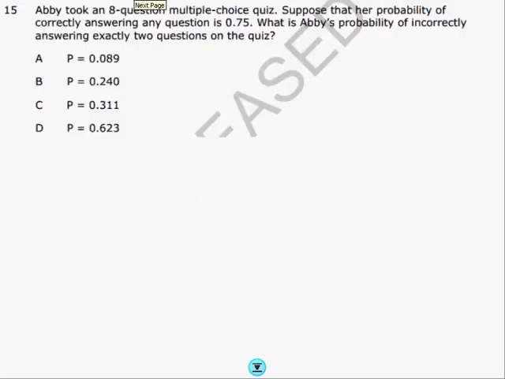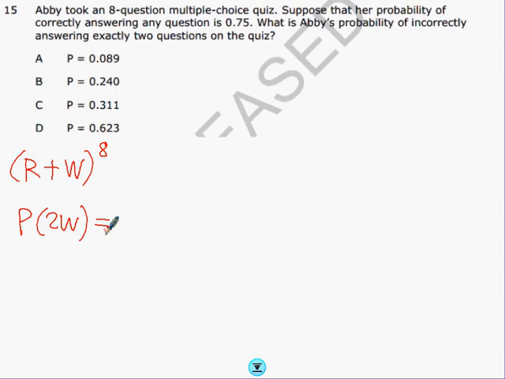Okay, an 8-question multiple choice quiz. Probability of answering any question is 75%. What are the chances that she gets 2 wrong? Okay, this is a binomial experiment because there are 2 possibilities. She gets each problem right or she gets it wrong. And there are 8 questions, so there are 8 trials. Now we want to know the probability that she gets exactly 2 wrong, so 2 W's.